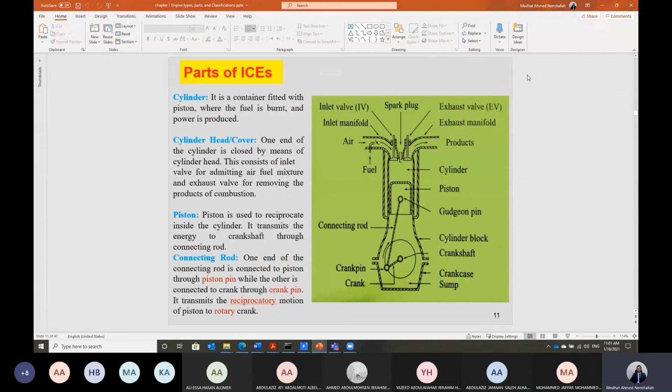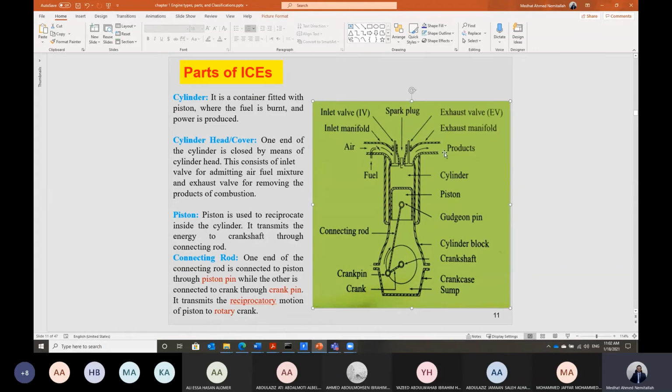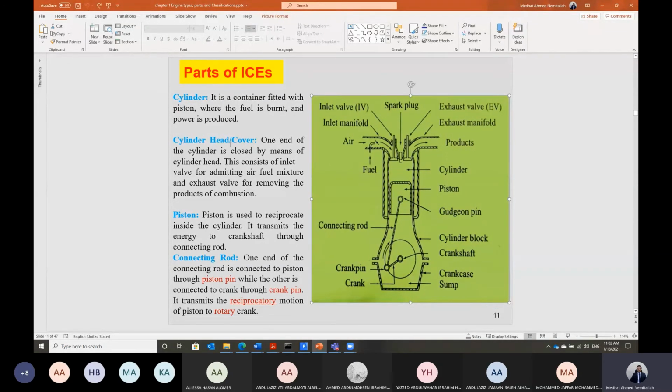Okay. Let's look at the parts of the internal combustion engine. Any internal combustion engine should consist of the cylinder. Inside this cylinder we have the piston, which moves in a reciprocating motion, and the top part of the cylinder, Shabab, we call the cylinder head or cylinder cover. The cylinder head has the intake valve, and also the exhaust valve with the exhaust manifold. In the case of a gasoline engine, it should also be equipped, for each cylinder, with a spark plug to initiate the combustion process.